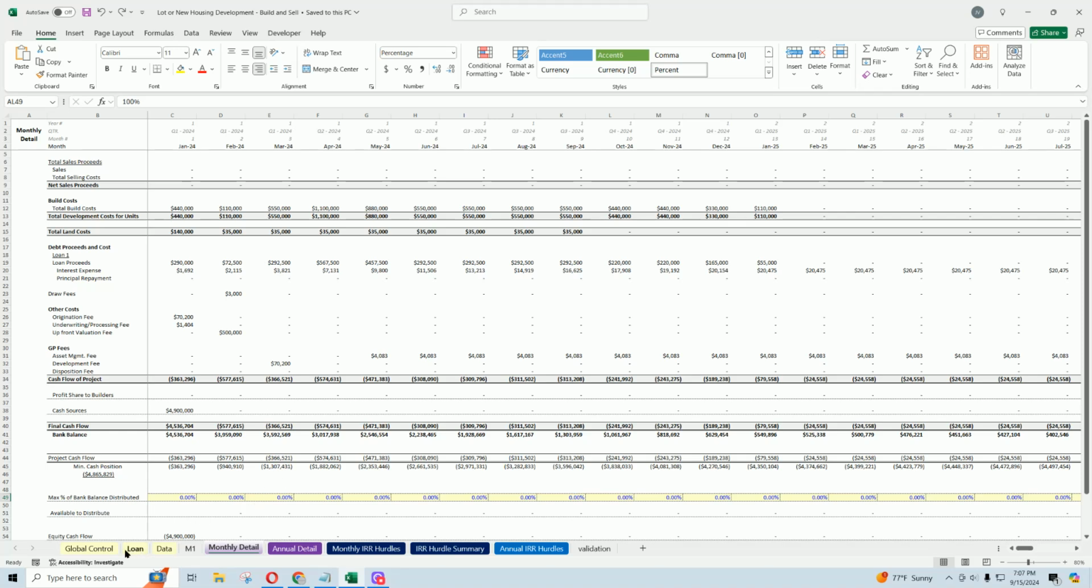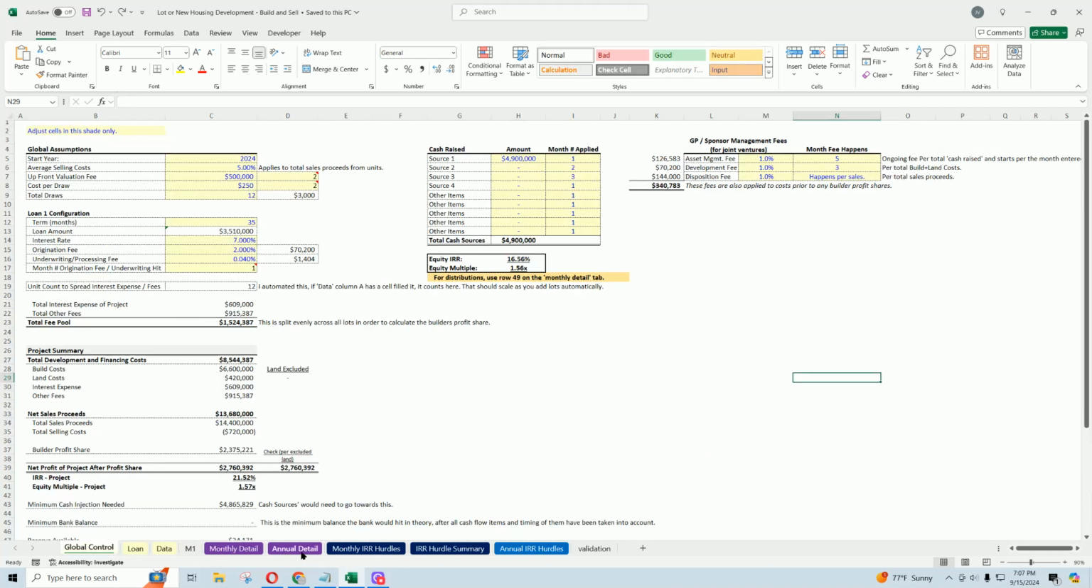And it does have the option for build costs to happen over time, not all up front when the build starts. So it's a smarter spreadsheet in that sense. So let's start. I'll go through every tab, starting with the global control, and I'll explain how it all works.